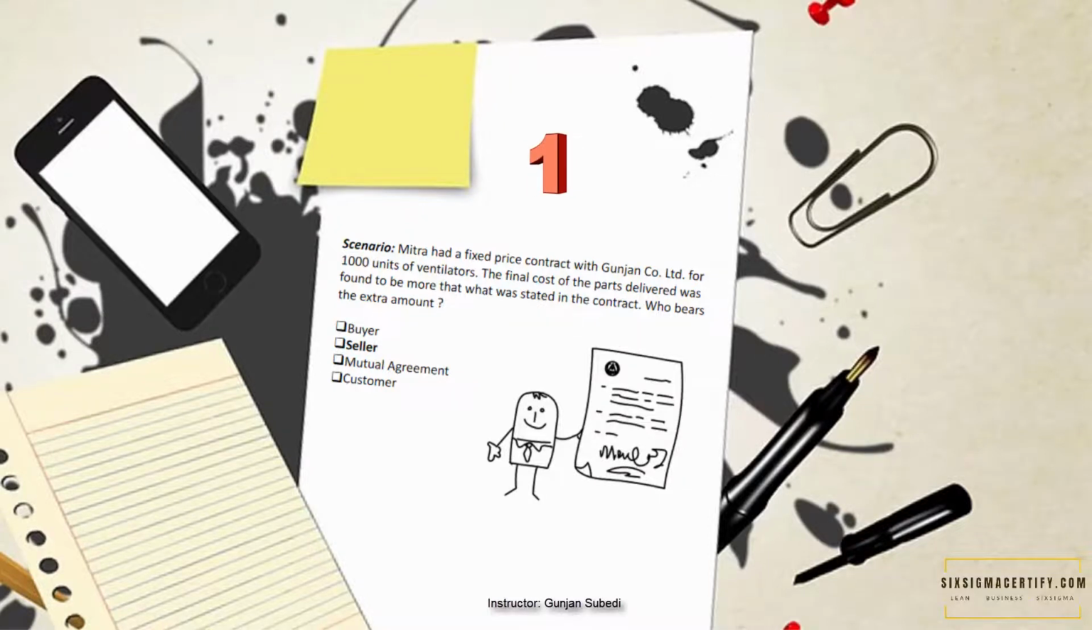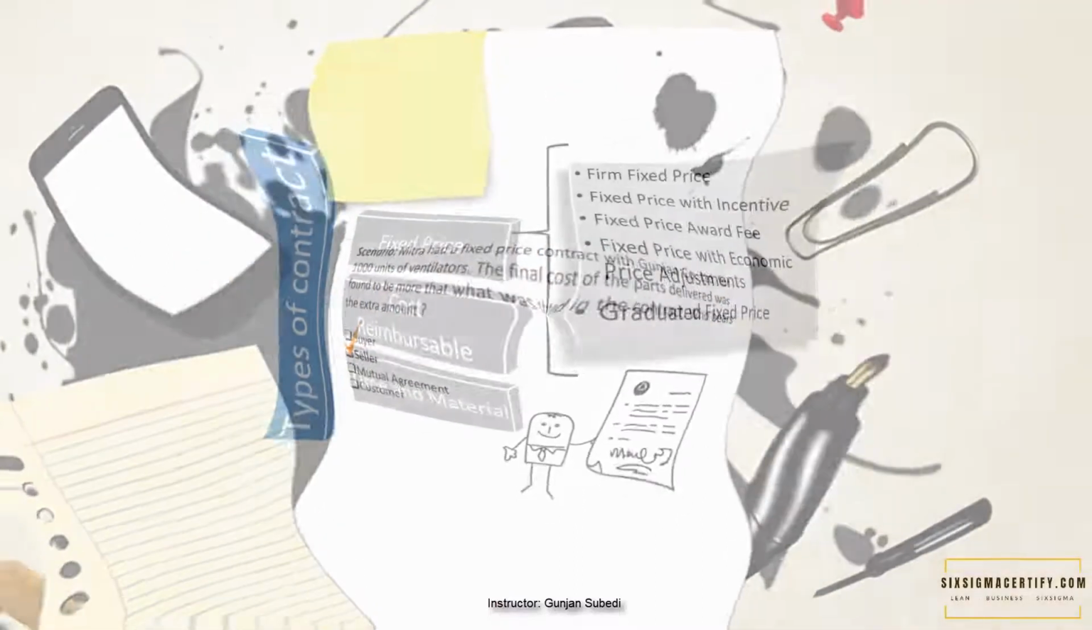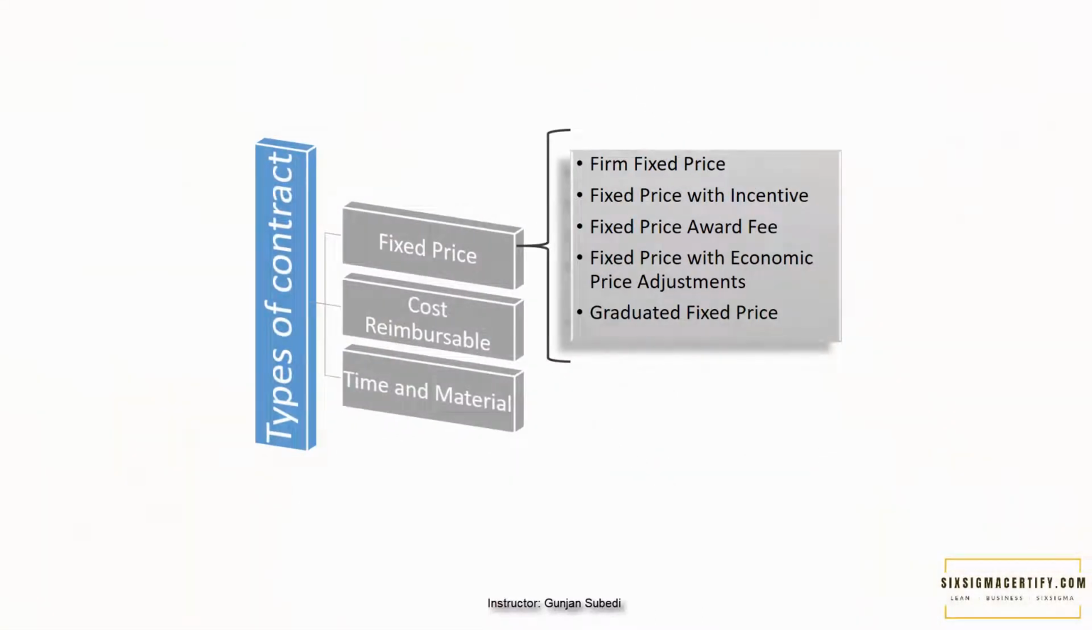Well, let me reveal the answer. The correct answer to this question is the seller, because in fixed price contract, the seller has to bear any extra risks of the cost overruns. There are various types of fixed price contract: firm fixed price contract, fixed price incentive fee, fixed price award fee, fixed price with economic price adjustments, and graduated fixed price.